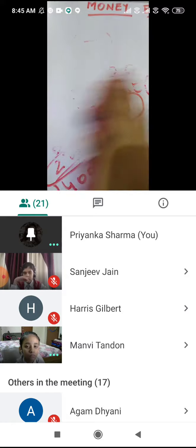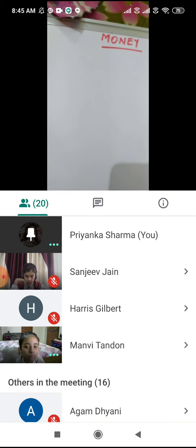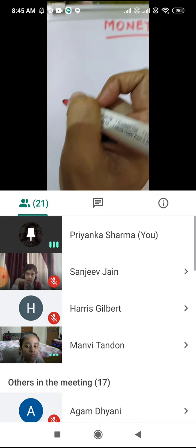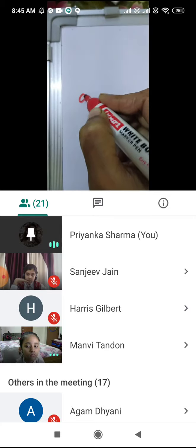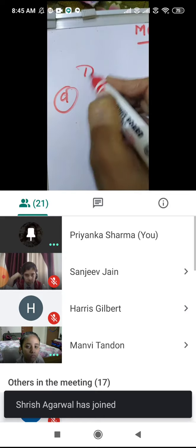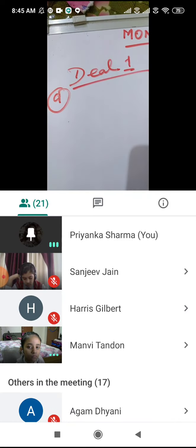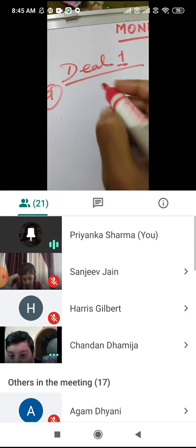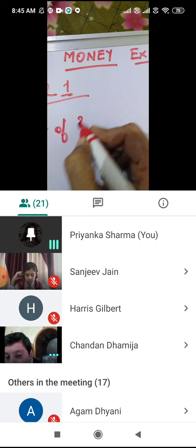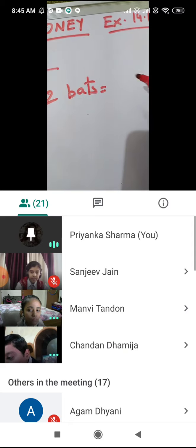First question. What does it say? Which is a better deal? Now here two things are given. We have to find out the better deal. So how are we going to start? We are going to write like this. Deal 1. First we are dealing with the first deal. Okay, so cost of two bats. Here also the same thing is given. How much is the cost of two bats given in the question?